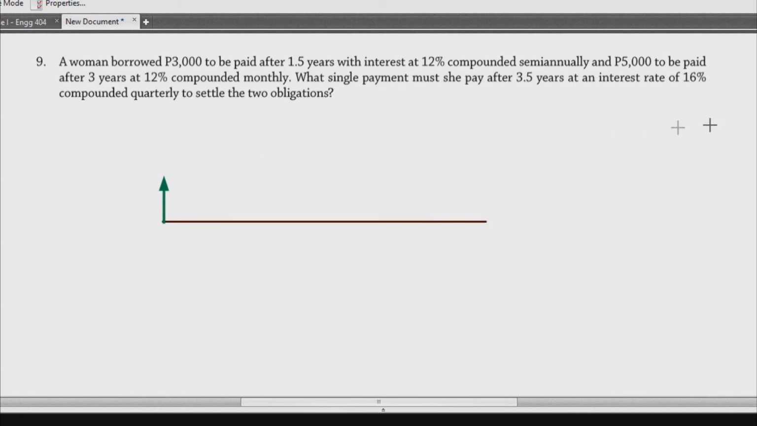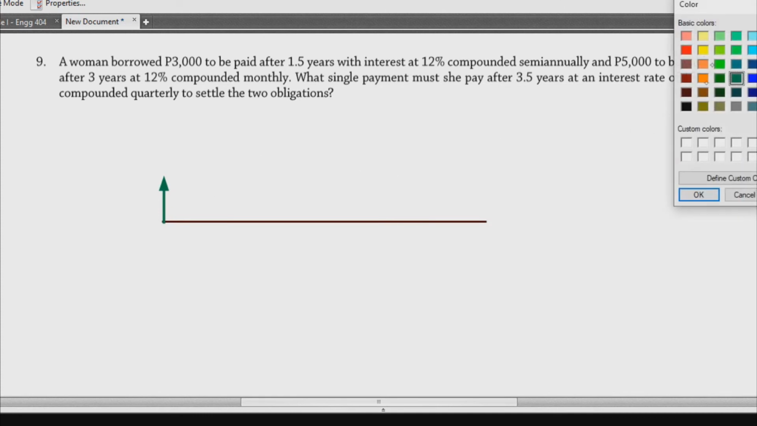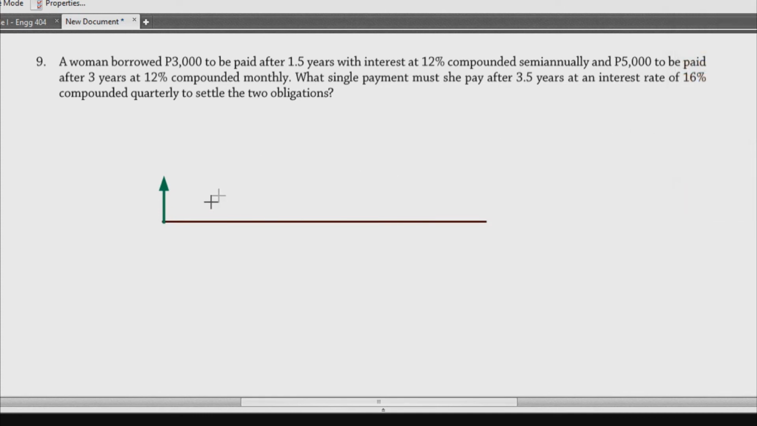So, let's try adding another payment, no? I mean, another indebtedness. So, dalawa sila. Okay, so basically, ito yung hitsura ng kanyang cash flow diagram. And then, we need to actually pay this after 3.5 years. So, ang gagawin ko ngayon is maglalagay muna ako ng mga time frame natin.